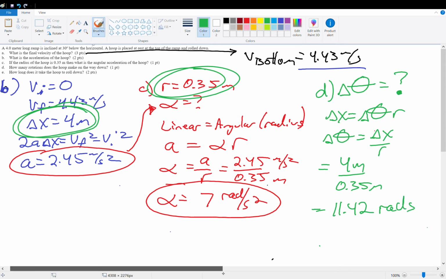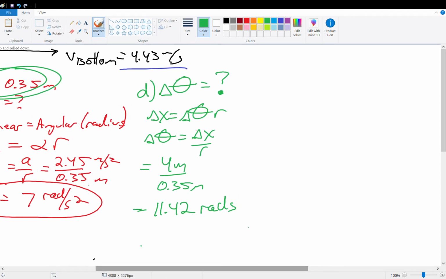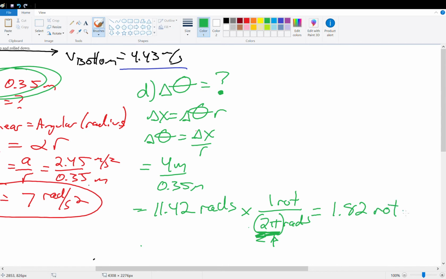Now I'm going to have to convert that to rotations. So I'm going to multiply by 1 rotation over 2 pi radians. Now, please, please, please be careful. Anytime you divide by 2 pi, you've got to put the 2 pi in parentheses on your calculator. Otherwise, your calculator will divide by 2 and then multiply by pi because your calculator follows order of operations. If you figure this out, you get 1.82 rotations, and that is D.